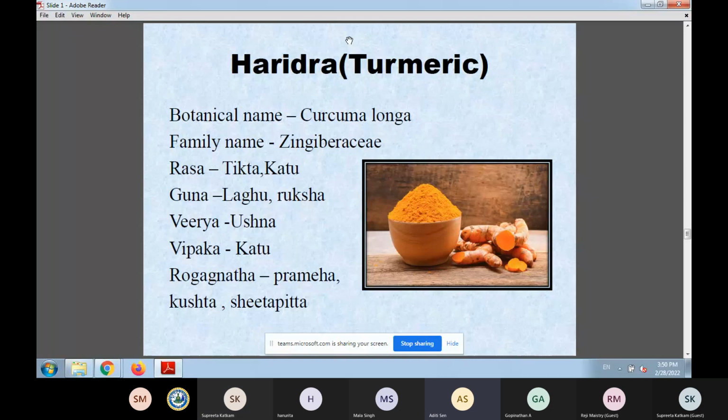Ma'am, osteoarthritis is Vata dosha, right? Yes, osteoarthritis is caused due to increased Vata dosha and reduction of Kapha dosha. Haridra has Tikta and Katu rasa, Laghu and Ruksha guna, Ushna virya and Katu vipaka. It is the drug of choice for diabetes mellitus, for skin diseases, for urticarial rashes, and for upper respiratory tract infections.